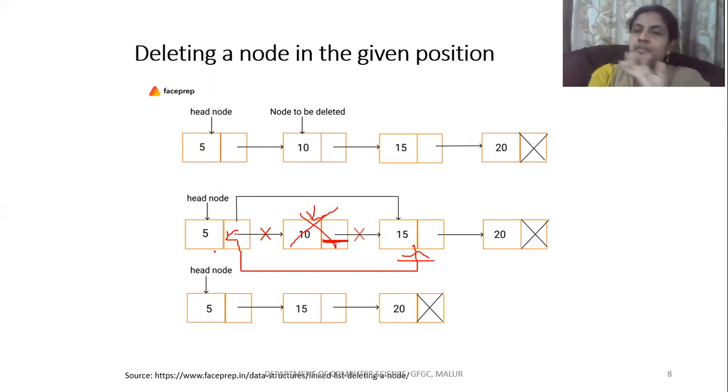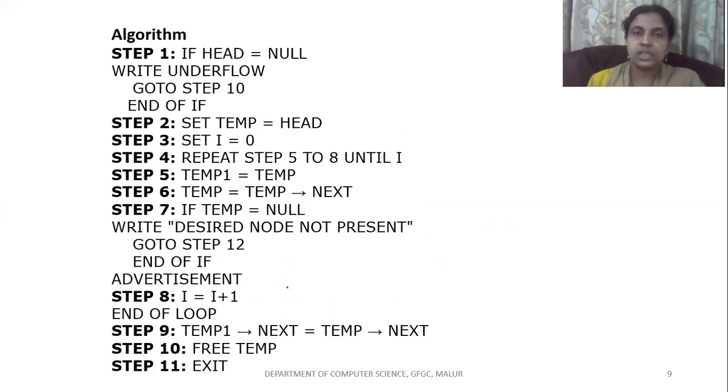Address part of the previous node. Take the address of the next node and put it into the address part of the previous node. That's all. This is how we will work. So once you delete, we will only have 3 nodes: 5, 15 and 20. This is how we will delete at a particular node. We will see the algorithm.